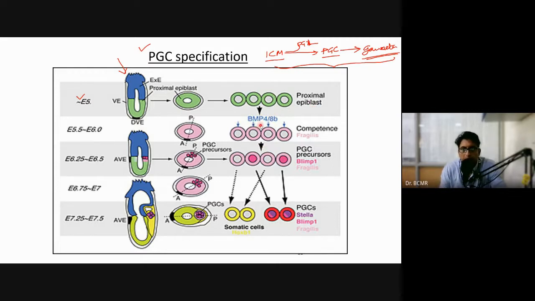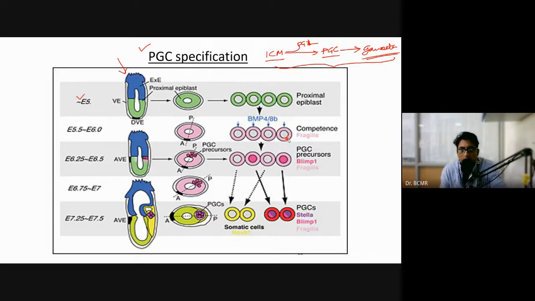These cells develop competence for BMP4, and then they become a little bit differentiated, and then one can find the expression of fragilis, and that is where what was proximal epiblast is now differentiated because of the influence of BMP4 and so on. And then with time, the pre-PGC precursors are going to form. That means these competent cells.